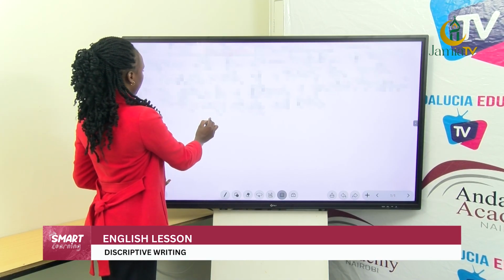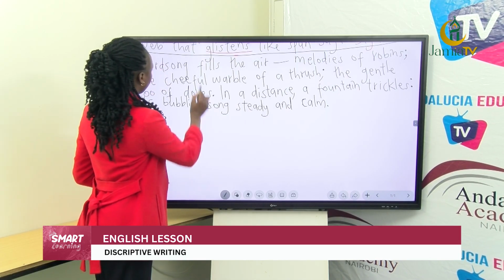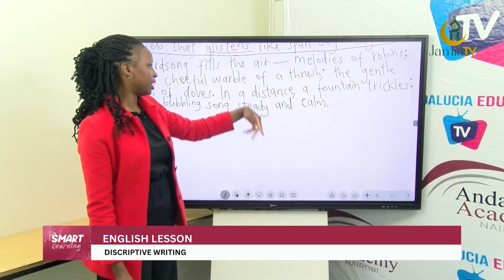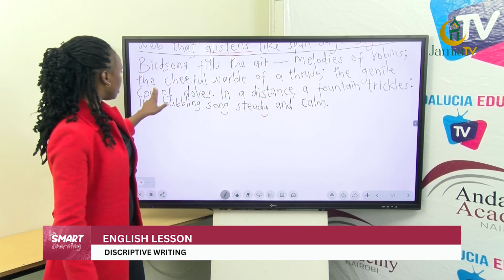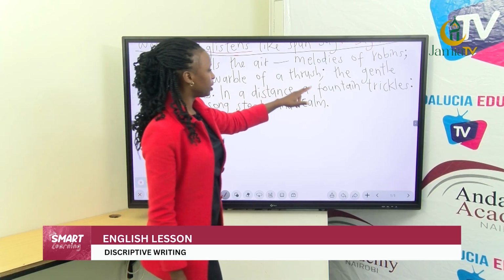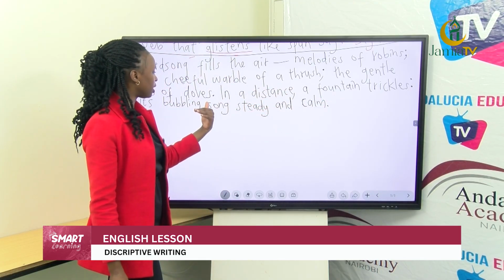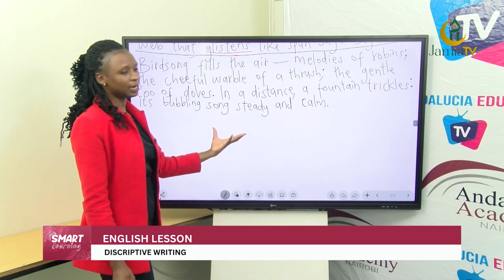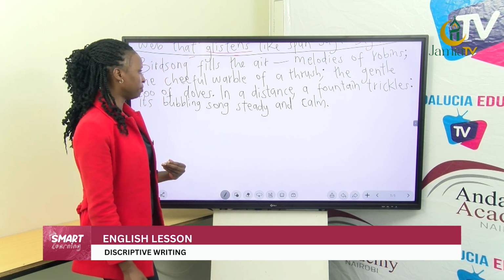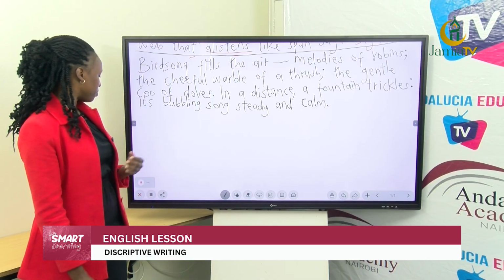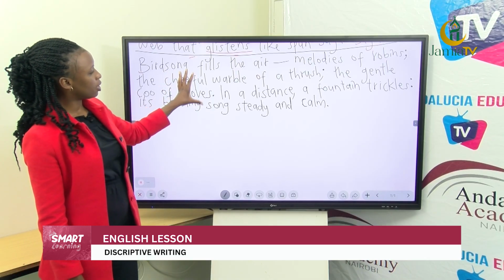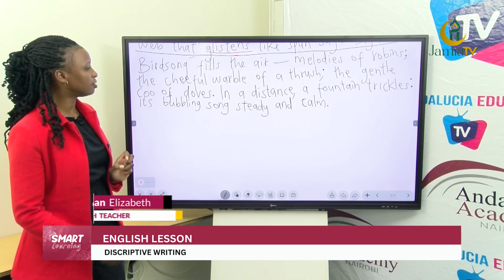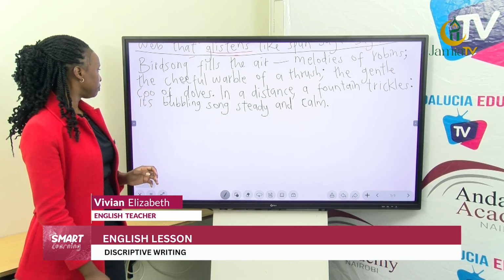Below this line here, we are having our next paragraph. Bird song fills the air. I have a dash there. Melodies of robins, the cheerful warble of a thrush, the gentle coo of doves. In a distance, a fountain trickles, its bubbling song steady and calm. Now, I want you to think through for a minute and tell me which sense we have here. Think through first before I give you the answer.